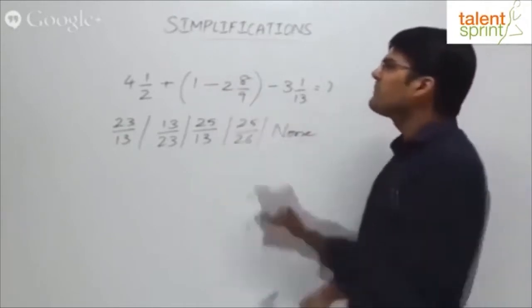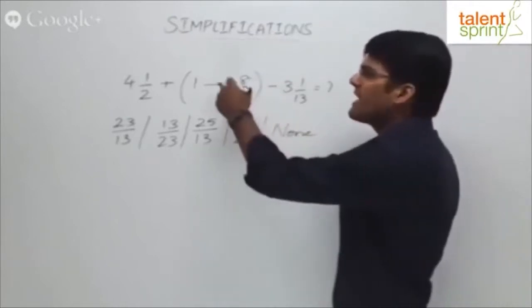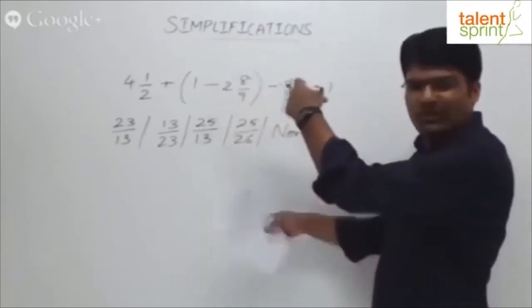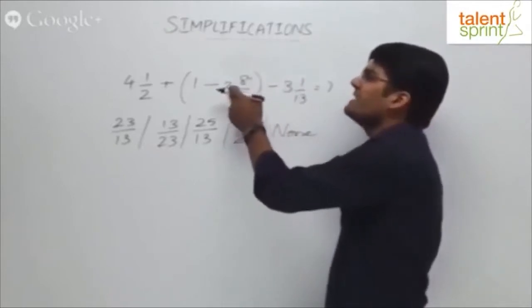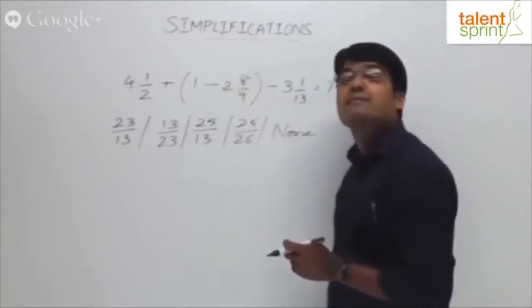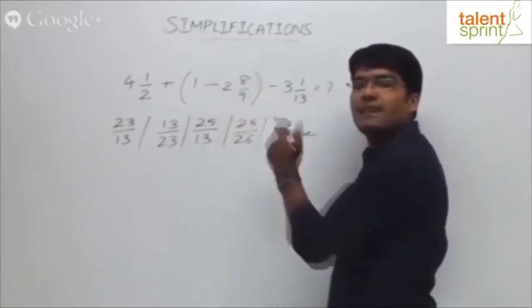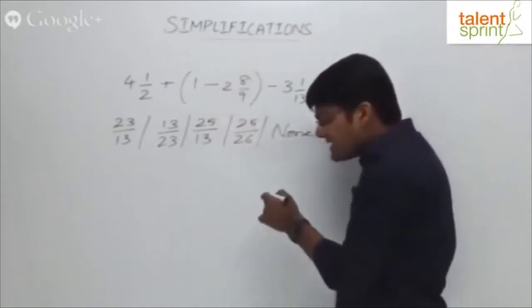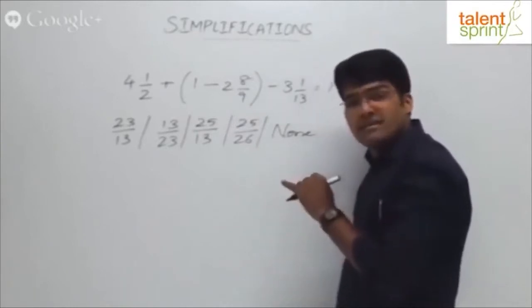Now, simplify this part: 1 divided by 2 8 by 9. Let's simplify. Division actually, right? So, division means you try to simplify this mixed fraction into an improper one. So 2 into 9, 18. 18 plus 8, 26. 26 by 9. Yes or no? 2 8 by 9 can be taken as 26 by 9. Now understand, 1 is getting divided by 26 by 9. What happens? It reciprocates. Yes or no?